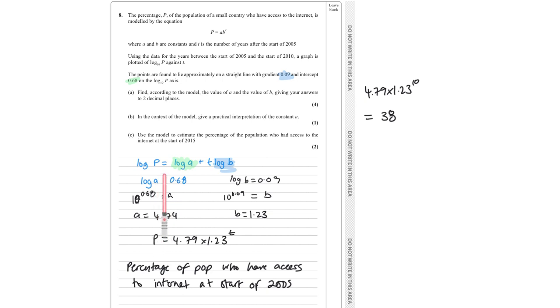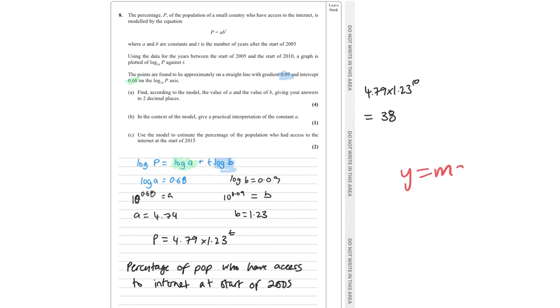How are you going to do it? Remember, log, when we don't write a base, is base 10. So 10 to the power of, 10 to the power of, this is always the same. It doesn't matter if it's a linear model or an exponential model, we are always matching up how it looks.